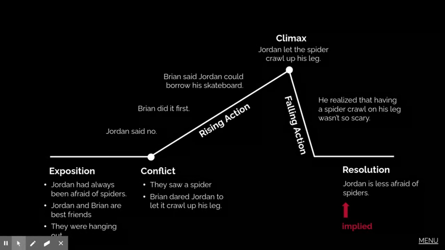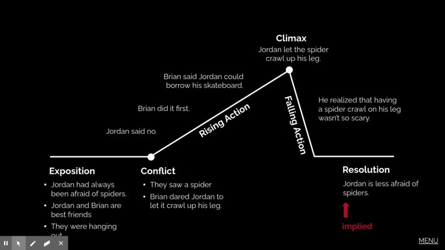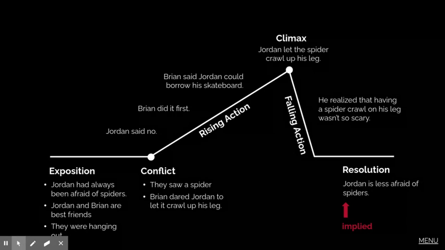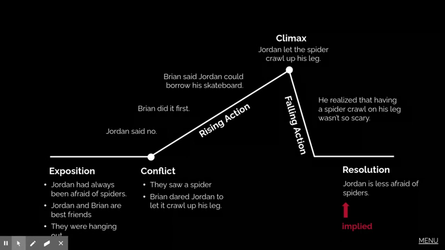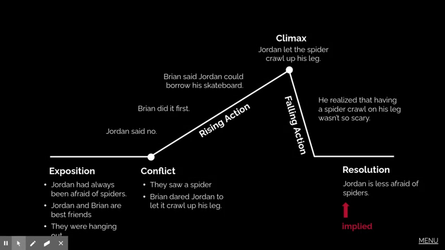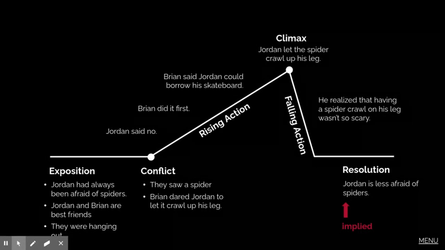The conflict is that they saw a spider and Brian dared Jordan to let it crawl up his leg. And we know Jordan is afraid of spiders. Rising action. Jordan said no. Brian did it first. Brian said Jordan could borrow his skateboard. Jordan let the spider crawl up his leg in order to borrow the skateboard. So this is the climax. This is the turning point. The falling action: he realized that having a spider crawl on his leg wasn't so scary. So the lesson learned is to be less afraid of spiders, and that is implied. So you have a lesson learned, you have a main conflict, everything is following the story arc.